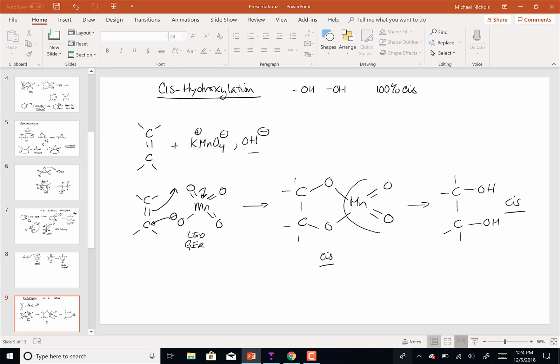Okay. So that's one reagent. The problem with the permanganate, and it's not really a problem, permanganate's dirt cheap. I mean, you can buy tons of permanganate. It's not that expensive. It is an oxidizer.